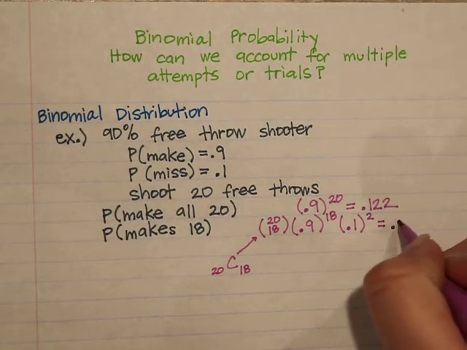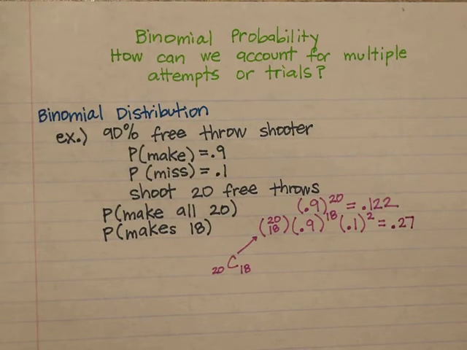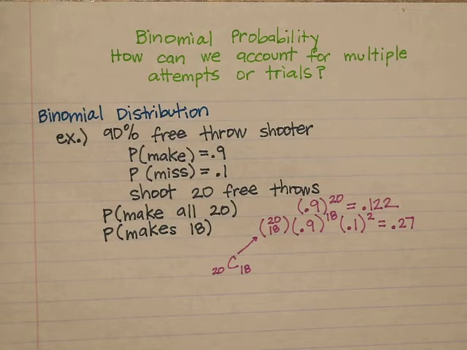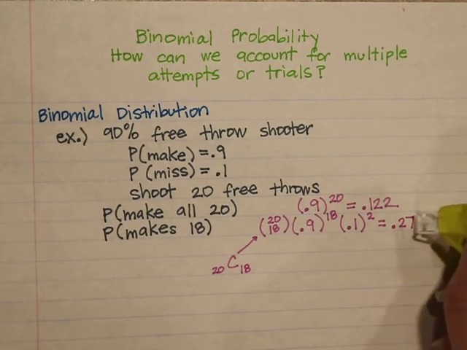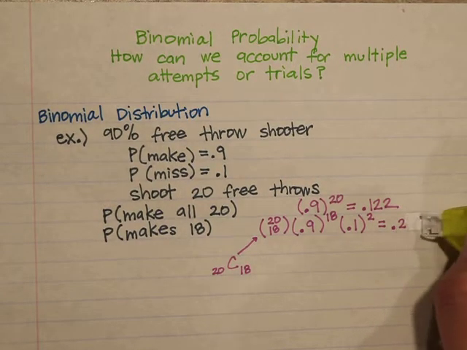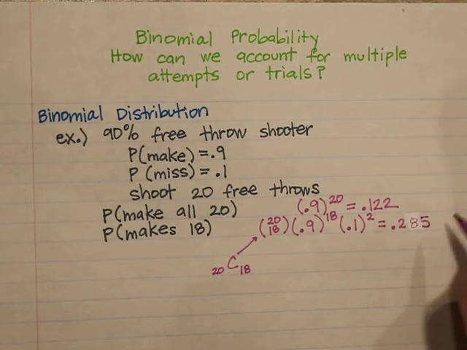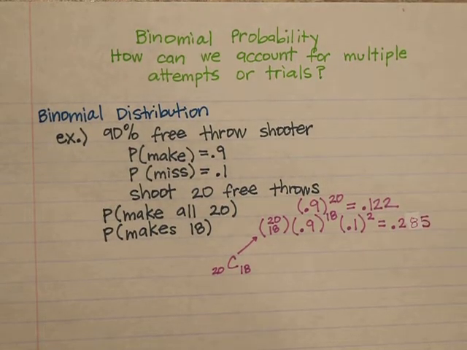So when we account for all that, we end up with about 27% of the time that he's going to do that. Oh, my bad. I wrote that down wrong. Let me fix that quick, because that 0.27 is not quite right. I actually want that to be 0.285. Some bad calculator reading on my part. I apologize. There we go. Looks a little better. So that's the probability of making exactly 18.